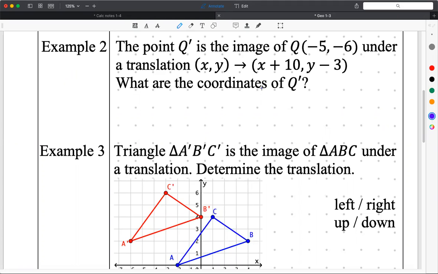The point Q prime is the image of Q (-5, -6) under a translation (x, y) equals (x plus 10, y minus 3). What are the coordinates of Q prime? Well said. All right, thank you. And someone else. How do we do this? I see Esha has her hand raised. I think you just read the last problem too, so you can do some math. Go for it, Esha.